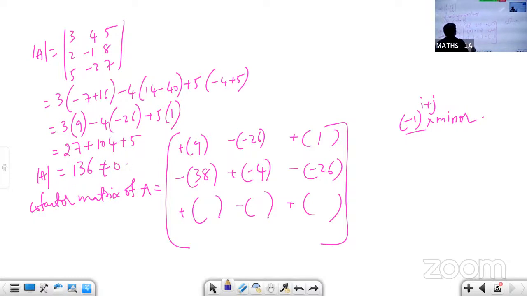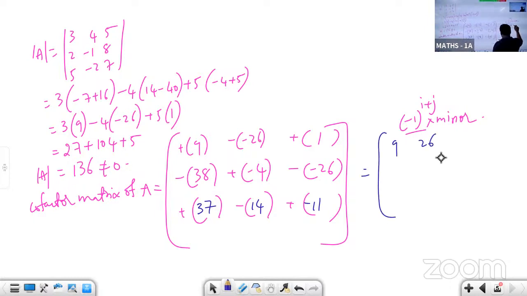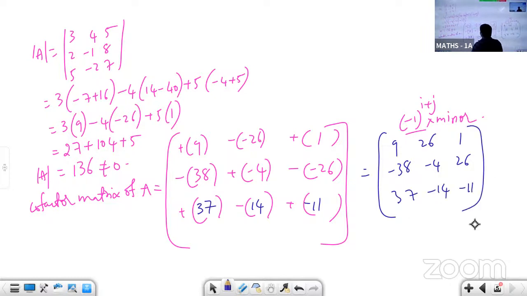Okay. So, like that, minus 26. Next, what I will get is 37. Next, what I will get is 14. Next, what I will get is minus 11. So, this will give you, in proper way, you write down, that is equal to 9, minus into minus plus 26, 1 minus 38, minus 4, minus into minus plus 26. Next, 37, minus 14, minus 11. This is your cofactor matrix.